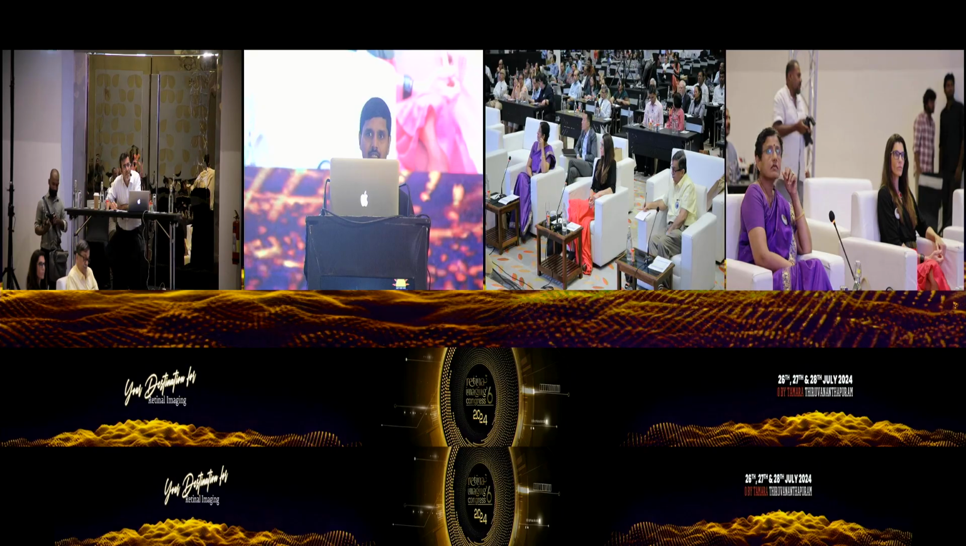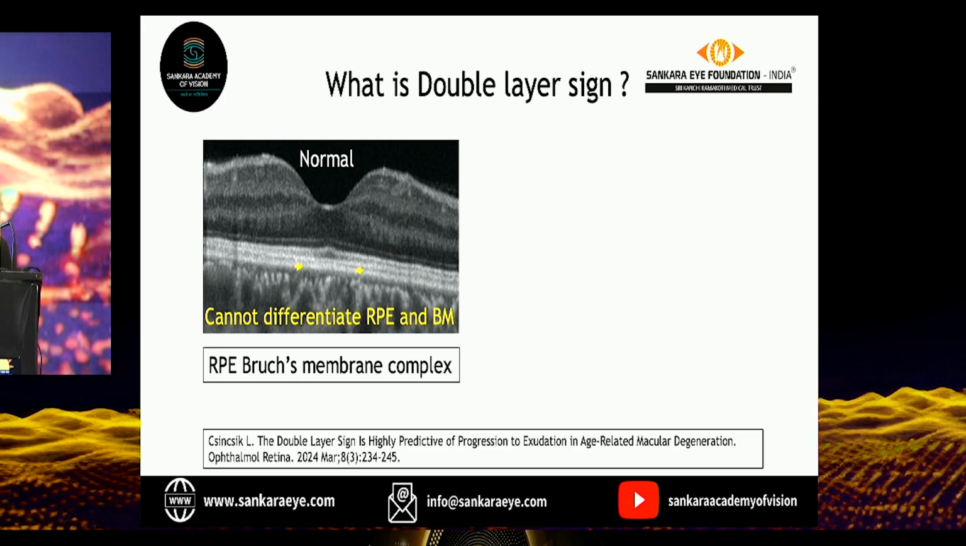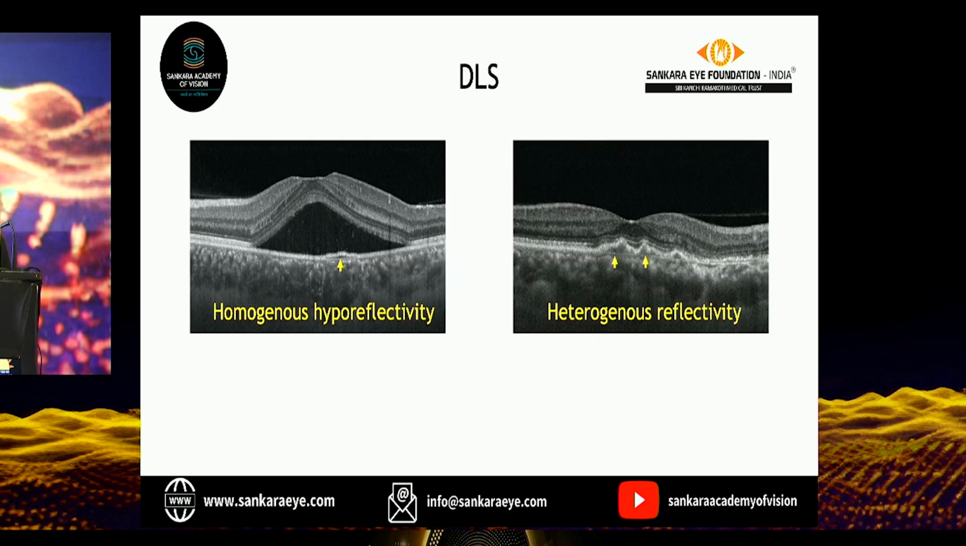So, I will be discussing the relevance of the foveal double layer sign in geographic atrophy. In healthy eyes, RPE and Bruch's membrane cannot be differentiated, and we use the term RPE-Bruch membrane complex. It's a single layer. In some situations, there is a shallow separation between the RPE and Bruch's membrane, which is termed double layer sign. It can have homogeneous hyporeflectivity or it can be heterogeneous.